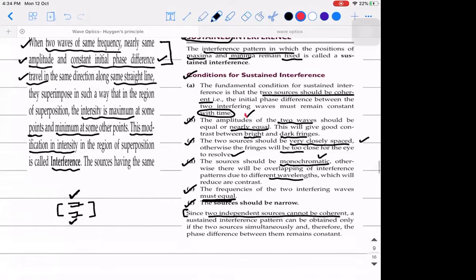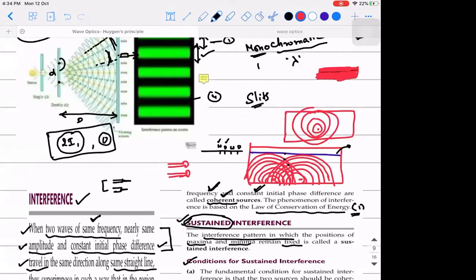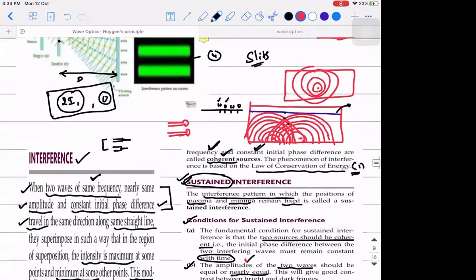Now, I hope you would have understood why we are actually breaking the same source into two different ones by using a single source and two different slits. Am I clear till this point? If you're clear till this, other things I can take up easily. These are all very important. Is there any doubt in this? No, sir.